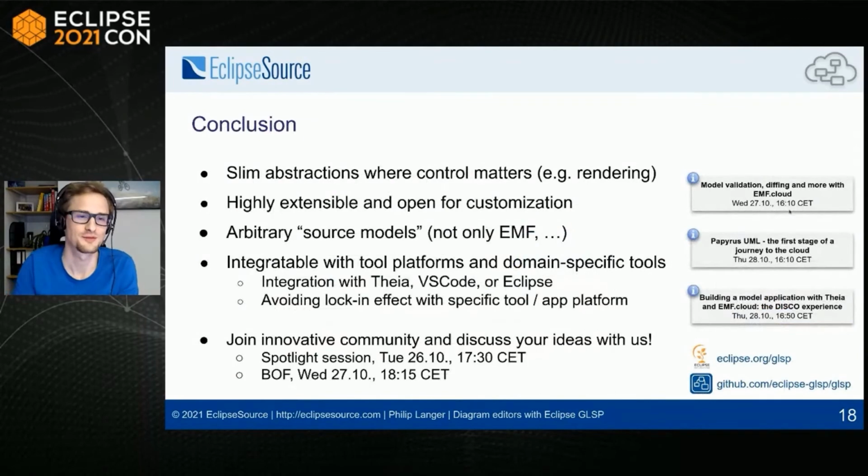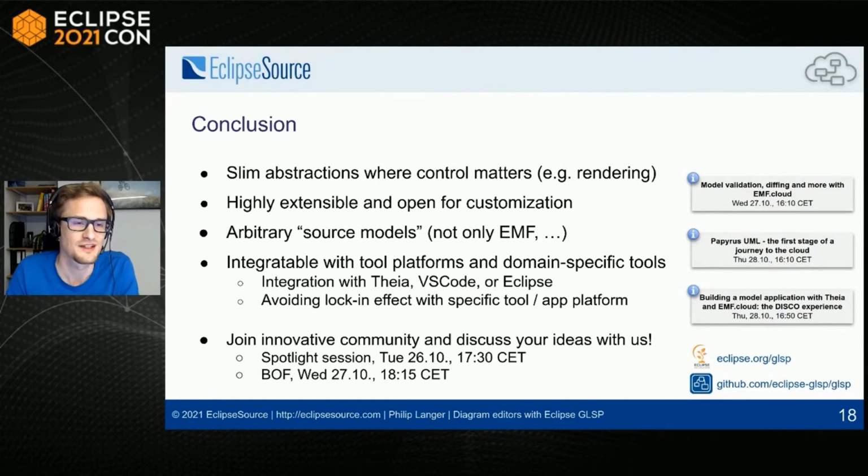Right. That brings me to the conclusion. Those are just a few examples that I wanted to highlight from the recent years about good ideas and very nice and valuable contributions. I also want to take the opportunity to point you to a couple of different talks at EclipseCon later today, tomorrow or on Thursday that are related to Eclipse GLSP. For instance, there is one about model validation, diffing, and so on. Then GLSP used in the context of building a UML editor, as well as an adopter story of using EMF Cloud and these related technologies for a particular modeling application.